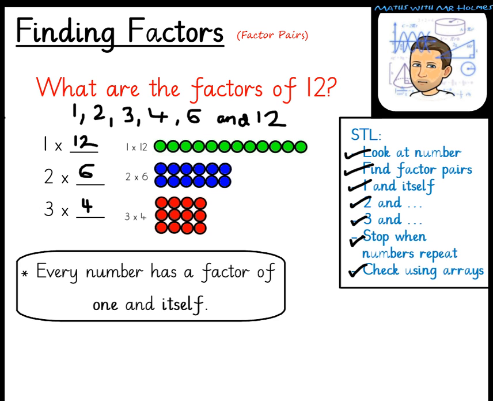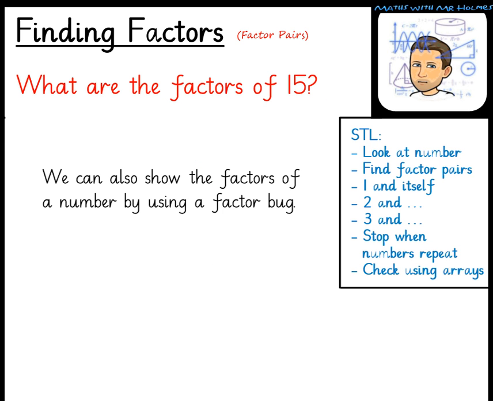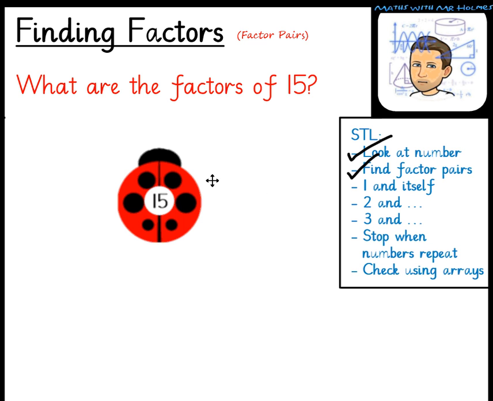Let's have a look at another question. This time, we'll have a look at what the factors of 15 are. So our number is 15, and let's find our factor pairs. This time, we're going to do something a little bit different. We're going to show the factors of a number by using a factor bug. Something like this.